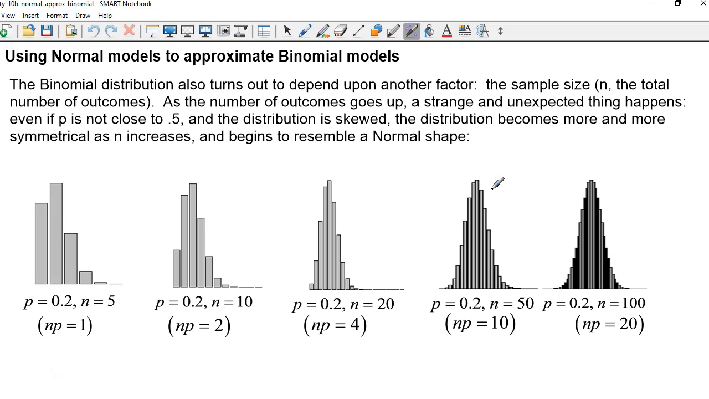Okay, so the binomial distribution also turns out to be dependent upon another factor. In other words, the shape of the distribution depends not only on the p-value, but it does depend on the sample size and the total number of outcomes. Because as the number of outcomes goes up, a strange and unexpected thing happens. Even if the probability of success is not close to 50% and the distribution starts out skewed, the distribution becomes more and more symmetrical as the sample size increases. And at some point, it starts to resemble a normal shape. This is a totally counterintuitive result, and yet it's really true.